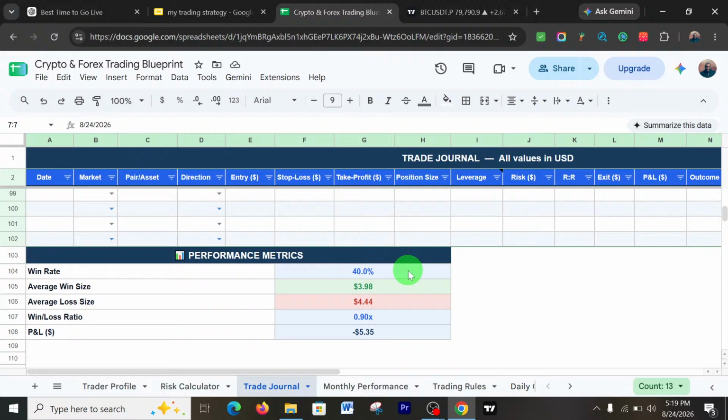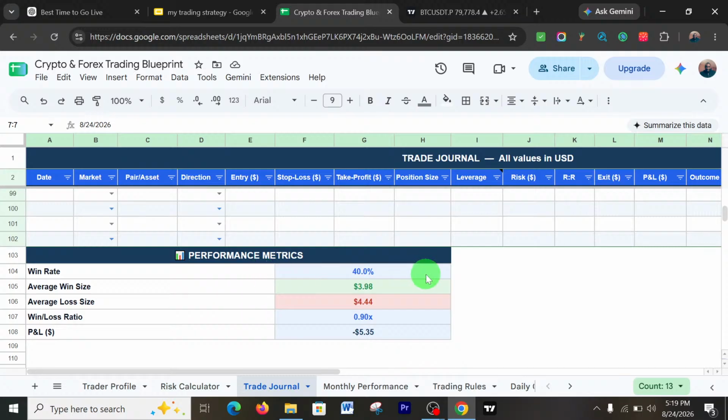Point of control is actually the price where most of the volume was traded. How do I describe that? Okay, yeah, the price where most of the volume was traded. That's the point of control. So that's the price point where most of the volume was transacted.